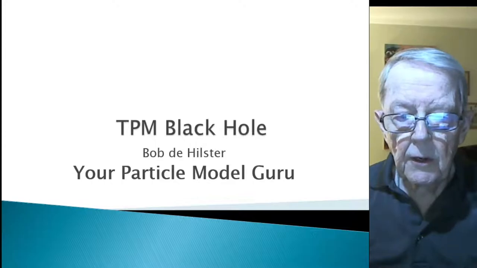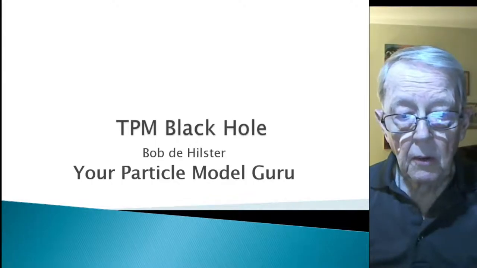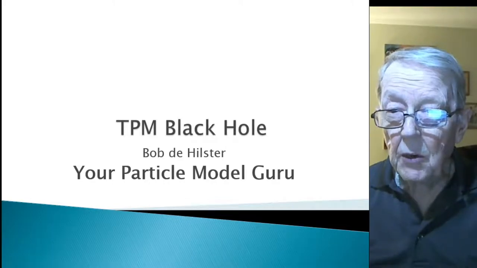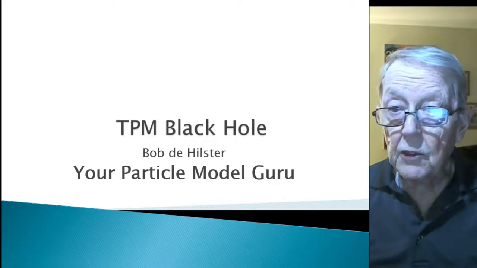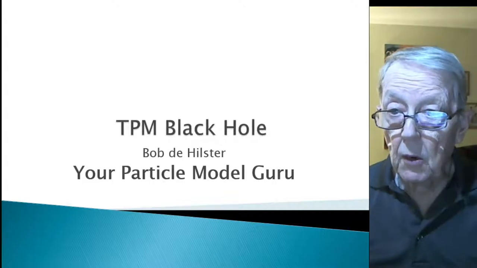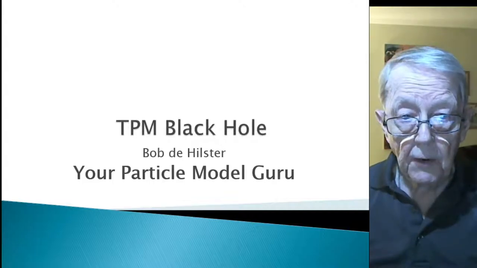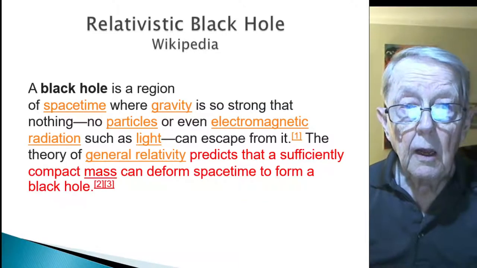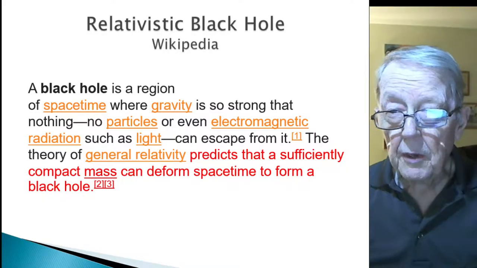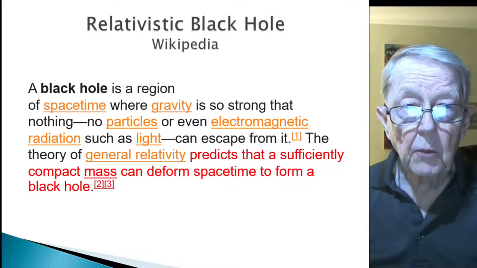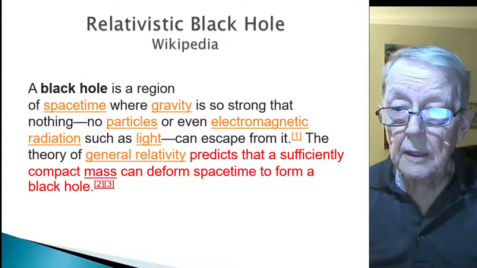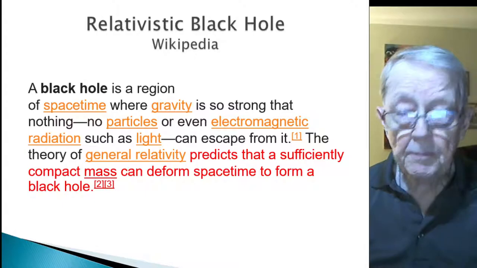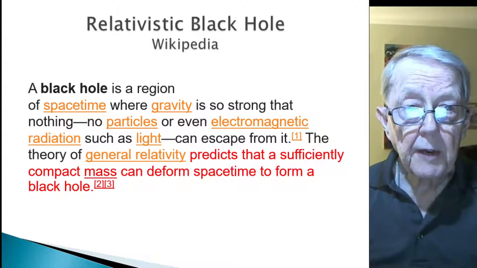Well, today's video is about the black hole, and in particular, I'm going to talk about how you would interpret a very large object as a black hole or just as a very large object. Well, let's talk about it from a relativistic point because that's where it comes from. It's a mathematical derivation of Einstein's theory of general relativity.